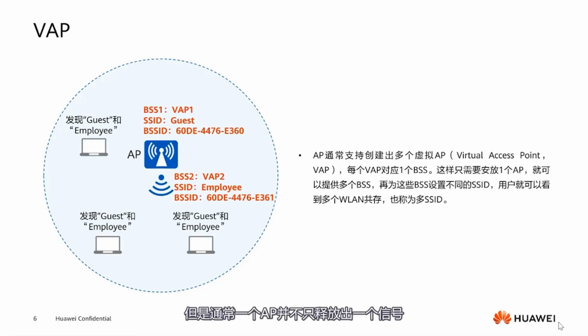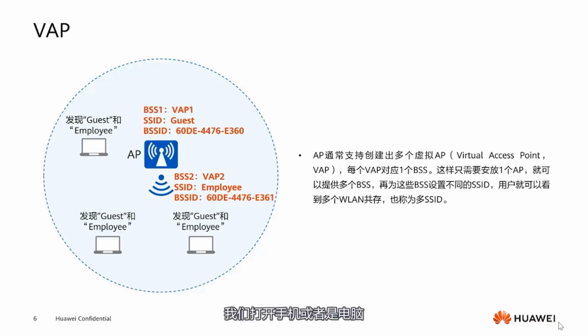However, usually an AP does not only release one signal, an AP can release a guest and also release an employee. This is also very widely used in our lives. For example, a home router typically emits two signals, a 2.4G signal and a 5G signal, but there is actually only one wireless router. We just mentioned that a BSS is made up of one AP and multiple terminals.